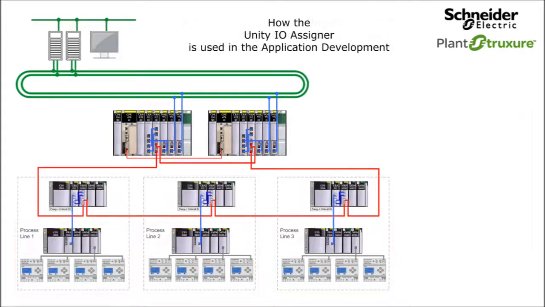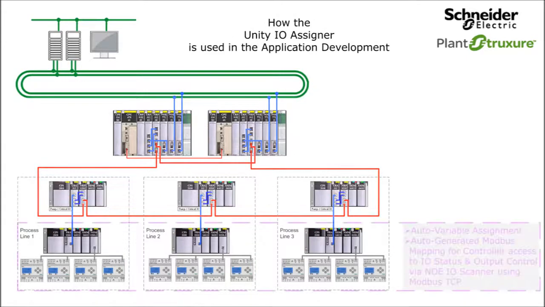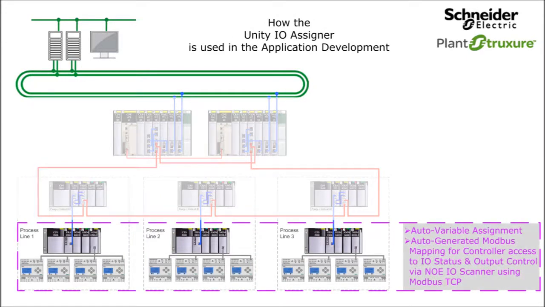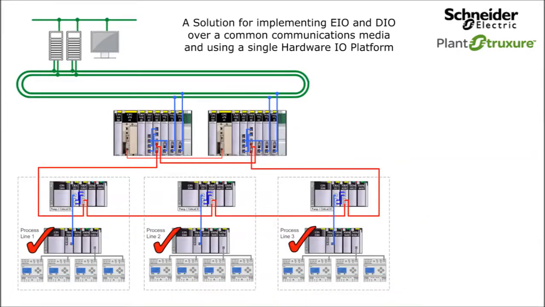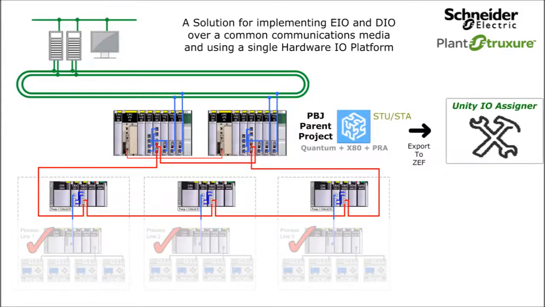Here is a quick recap of how the Unity IO assigner has been used so far. For the X80 BMX PRA DIO drops, variables were auto-assigned to the IO module channels, Modbus mapping to %MW addressing was auto-generated for the IO module variables, and structured variables were generated for use with the Quantum NOE IO scanner interface with the BMX PRA. The next step towards completing the overall solution is to use the Unity IO assigner for the Quantum and X80 EIO drops.